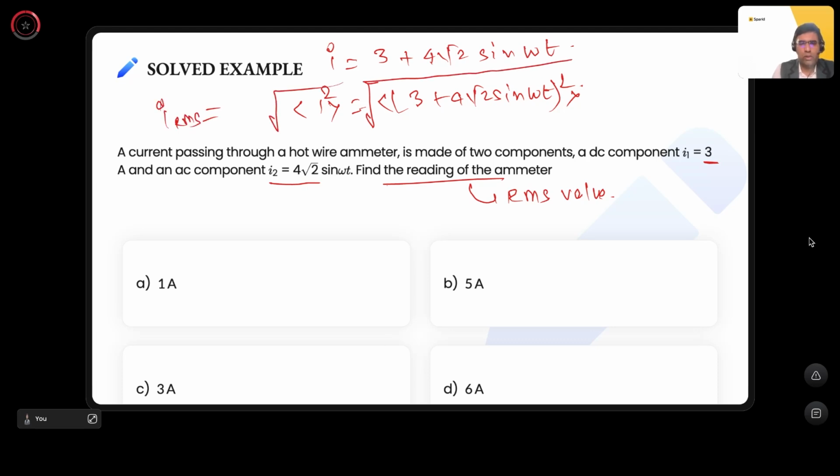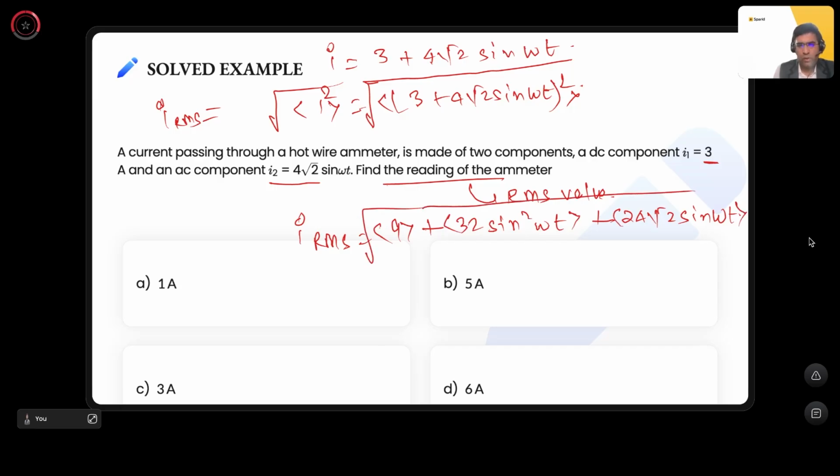I'll give you a direct approach for this. So IRMS over here, let's expand it. It will become 9 plus, this will be how much? 16 into 2, 32 sine square omega t, plus 24 root 2 sine of omega t. Now take the average of all these and take the under root. So the average of 9 will be 9, plus now the average over here will be 32 upon 2.